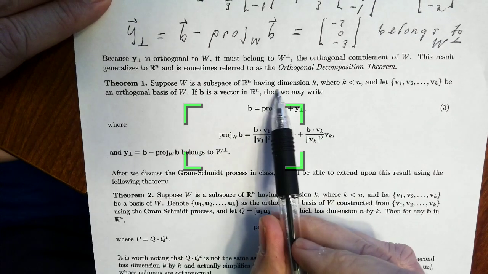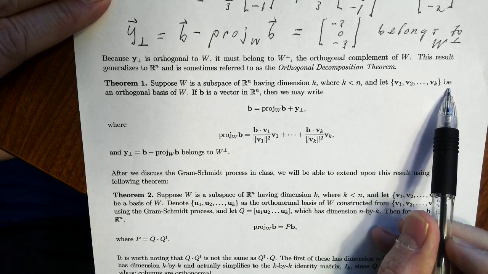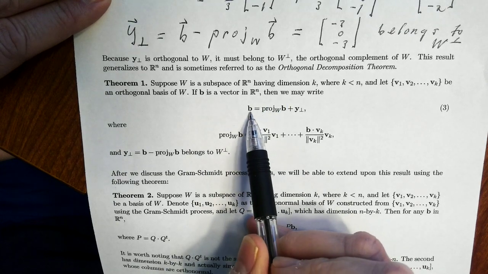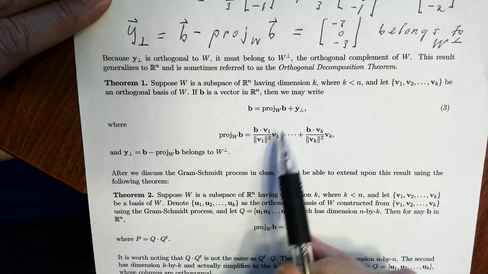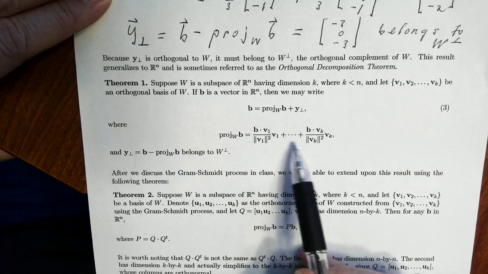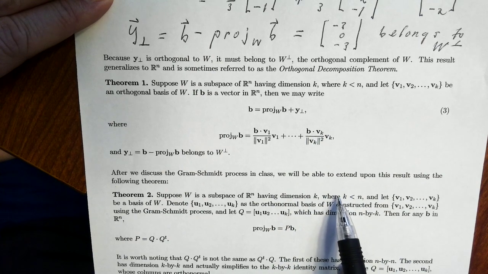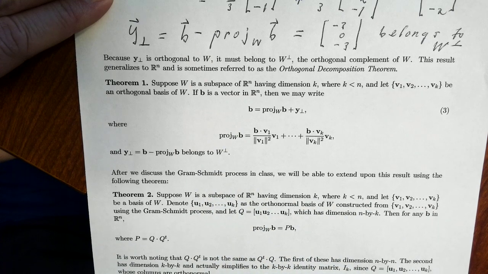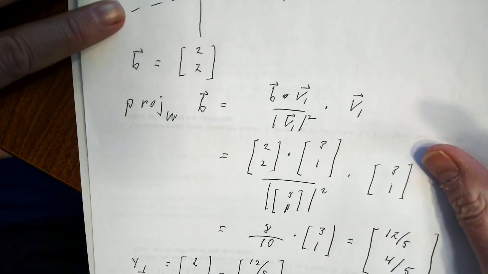So let's summarize this. Suppose W is a subspace of Rn having dimension k, and the subspace has basis vectors v1 up through vk, an orthogonal basis. If B is a vector in Rn, then we can write the vector B as the orthogonal projection plus another vector that's perpendicular to W. The projection of B onto W, we simply look at our basis, v1 up through vk, and we determine the weights using these dot products. And then the perpendicular component is just B minus that projection, and that belongs to the orthogonal complement of W.